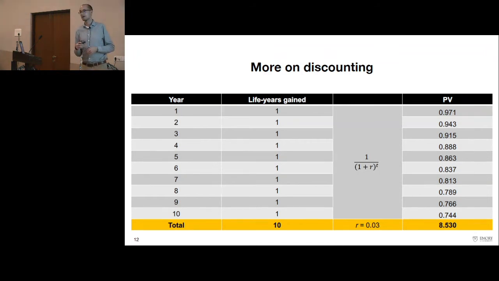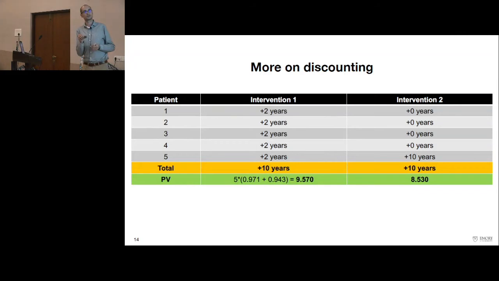In the other group, where everyone gains 2 years, every single one of them will gain these first 2 years. So we calculate the sum of 2 times 5, and we get a present value of 9.5 quality-adjusted life years. So intervention 1 would actually be valued as better, because its present value is higher than intervention 2, even though in both scenarios we gain 10 years of full quality, essentially.